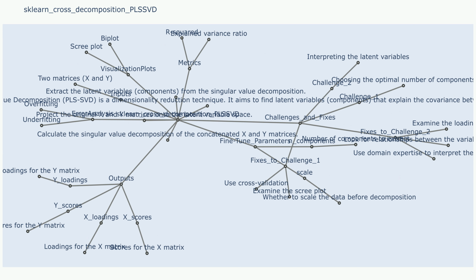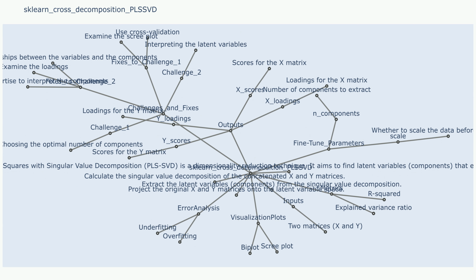Inputs: X, a matrix of predictor variables, n_samples by n_features_X. Each row represents a sample, and each column represents a predictor variable. Y, a matrix of response variables, n_samples by n_features_Y. Each row represents a sample, and each column represents a response variable.